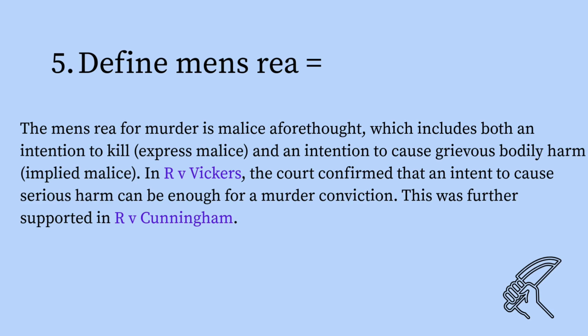So the mens rea for murder is malice aforethought, which includes both an intention to kill, which is express malice, and an intention to cause grievous bodily harm. Now it can be either or, so it could be express or implied malice. So in R v Vickers, the court confirmed that an intent to cause serious harm can be enough for a murder conviction. So even if they didn't have intent to murder someone, just causing harm and then causing an outcome of actually killing them instead is enough for a murder conviction. And this was further supported in R v Cunningham.